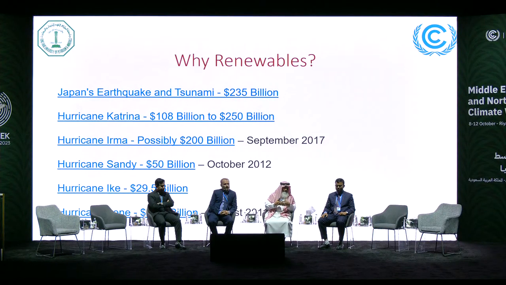And when you see in terms of dollars, this Japan earthquake and tsunami, we had a financial burden of around $235 billion. It's not that it is happening in a certain part of the world, but today's economy is globalized. We are interconnected. I cannot isolate Saudi Arabia's economy and say what happens in Japan is not going to affect me. It will, and it did.